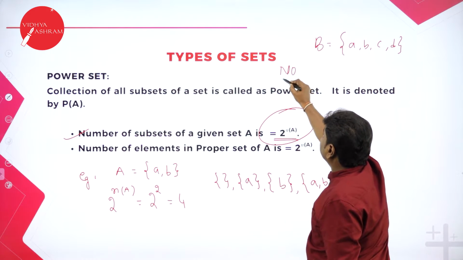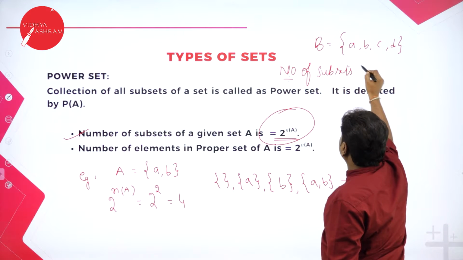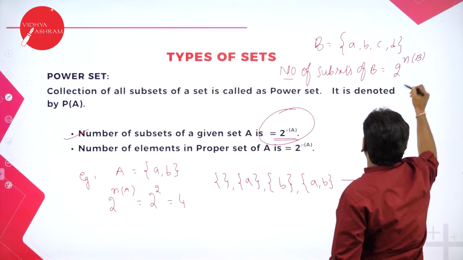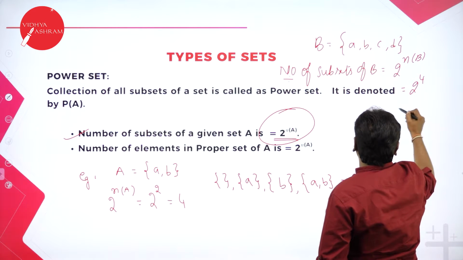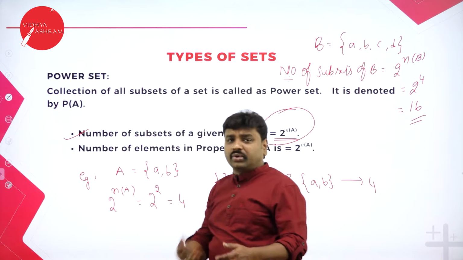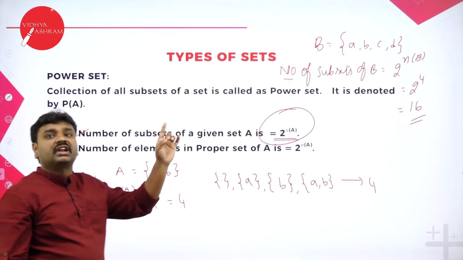If I ask you to find the number of subsets of B, how many subsets are there? 2 power number of elements in B. How many elements are there in B? 2 power 4. 2 power 4 is what? 16. 16 different subsets are possible. No need to write all the subsets and count. Use the formula. What is the formula for number of subsets? 2 power n of A.